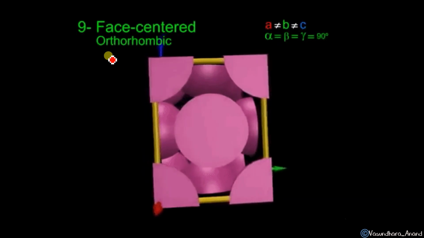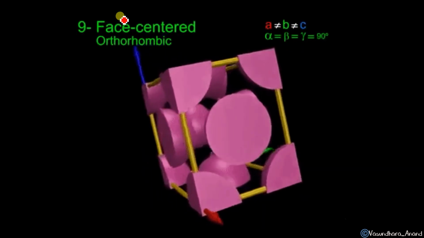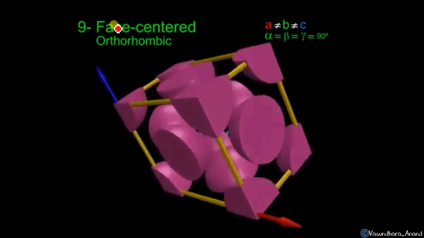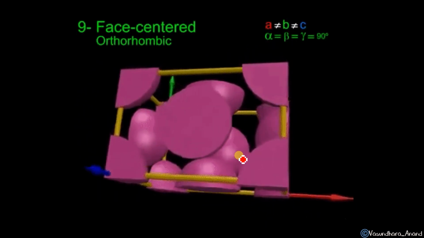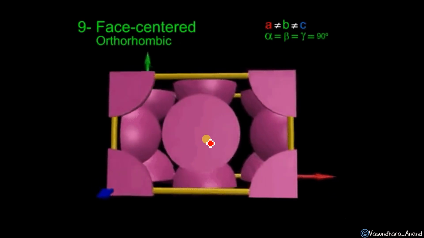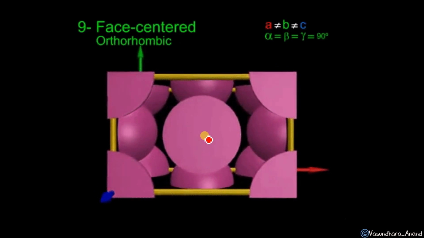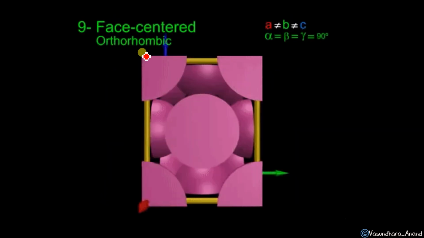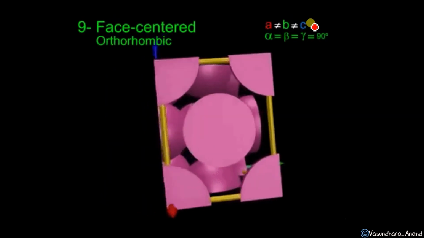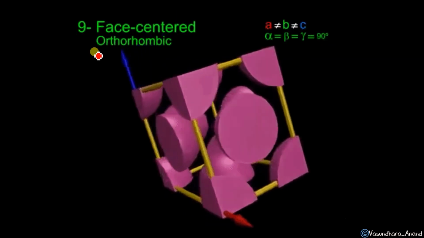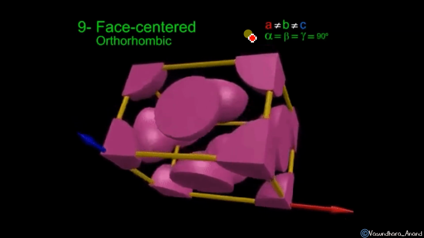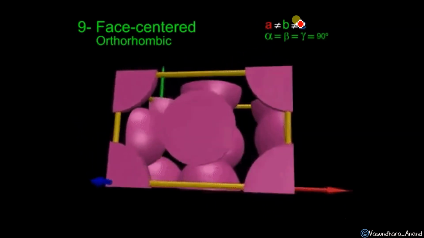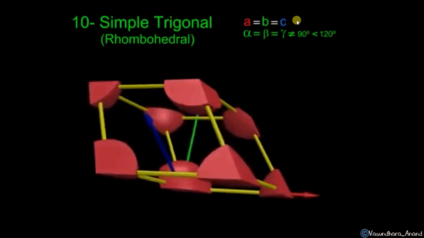Next, face center orthorhombic होगा. We know that this is a point, and on each face there will be one. So how many faces? 6 faces are there. So how many lattice points will be there? 14 here also. So what is the difference between face centered cubic structure and face centered orthorhombic? Only this, that in face centered cubic A, B, C were equal, but in face centered orthorhombic A, B, C are not equal to each other. Got it here?